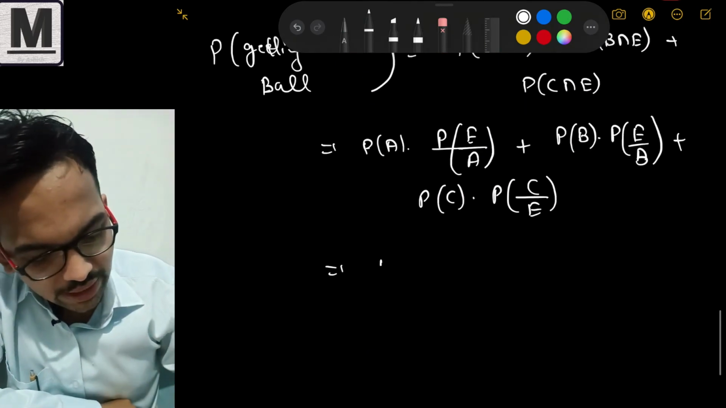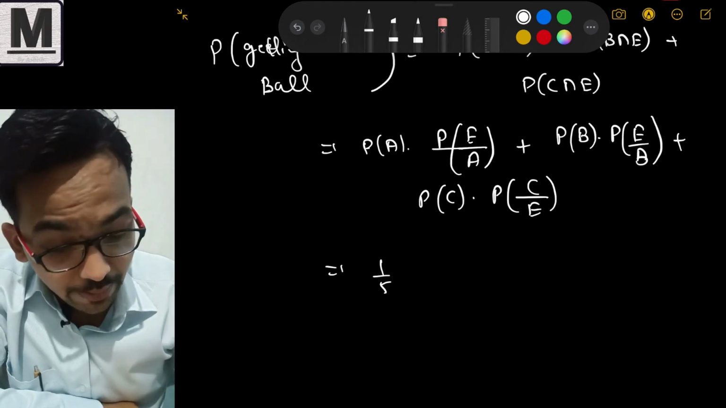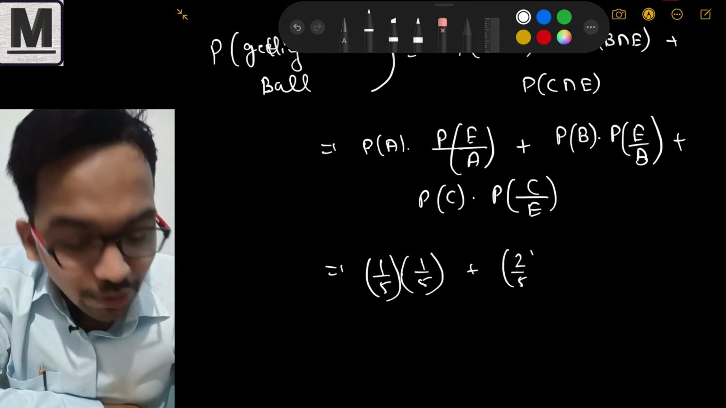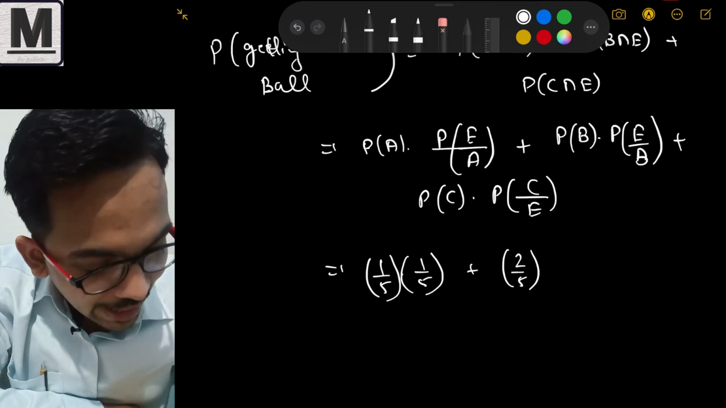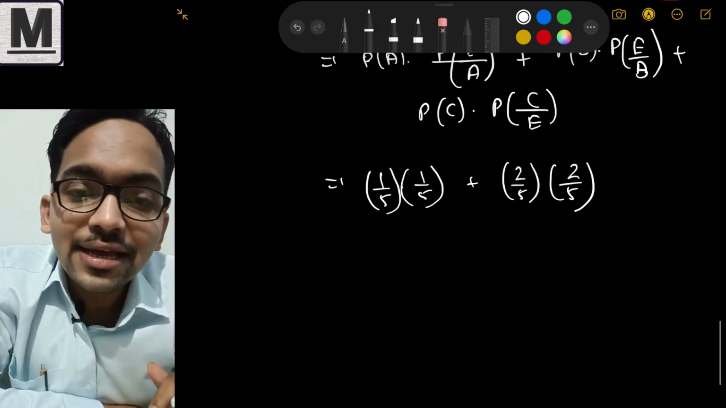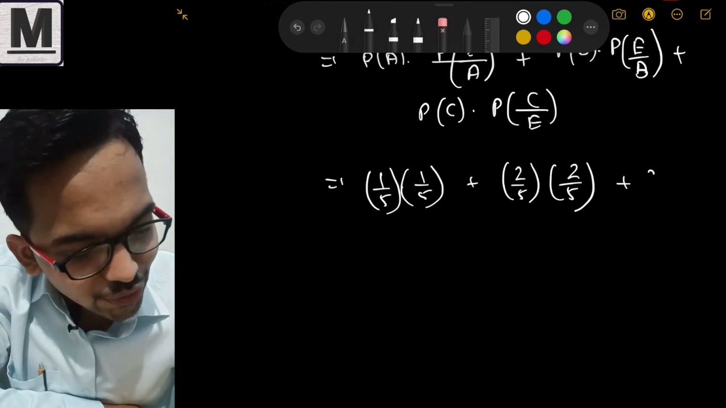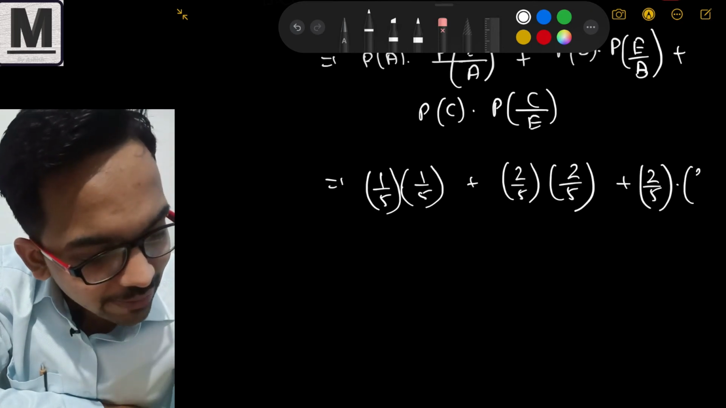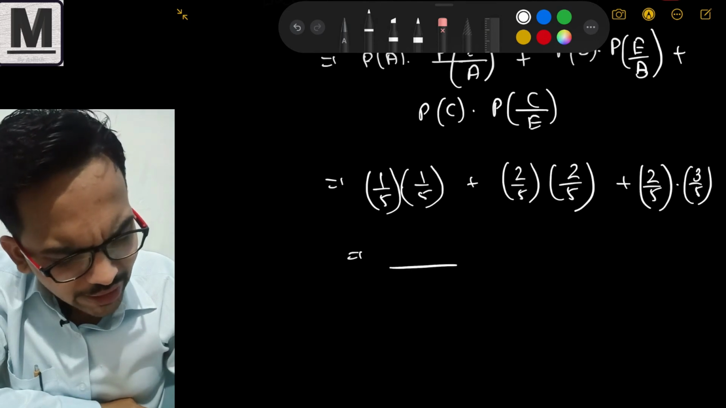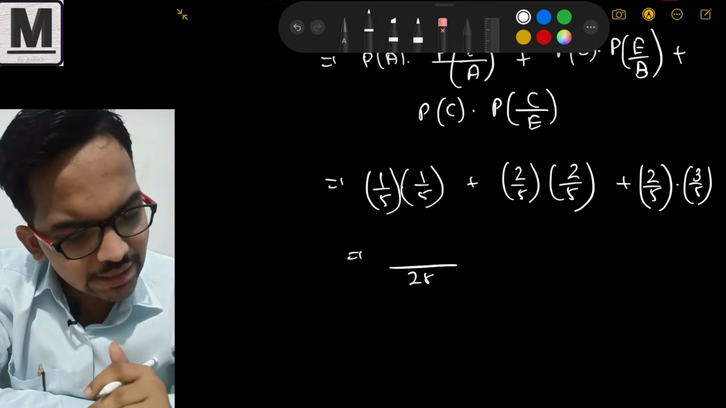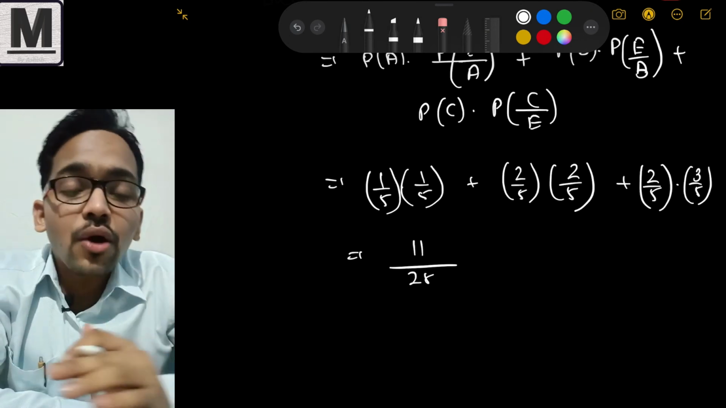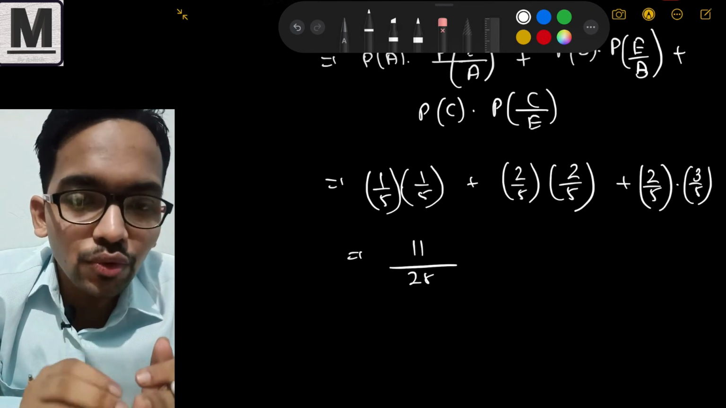1 by 5 is the probability of selecting bag A, and 1 by 5 is the probability that a red ball occurs from bag A. 2 by 5 is the probability of selecting bag B, and 2 by 5 is the probability of getting a red ball out of bag B, plus 2 by 5 for selecting bag C, and 3 by 5 for selecting a red ball from bag C. If we calculate it, we get 25 in the denominator, and 1 plus 4 plus 6 gives 11. So it is 11 by 25.